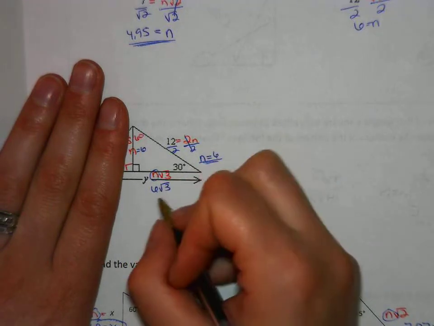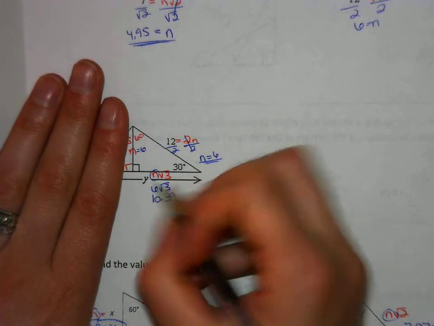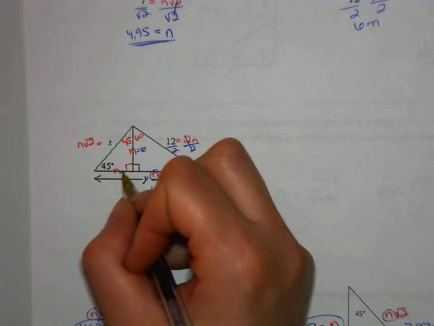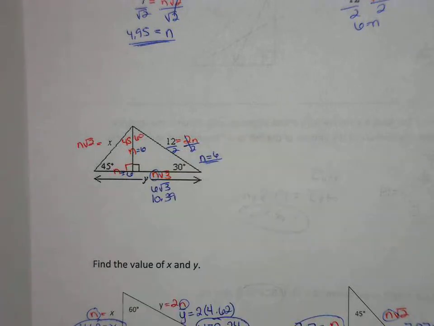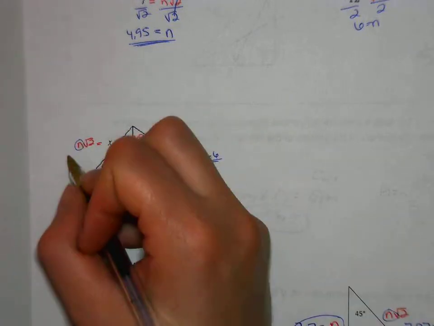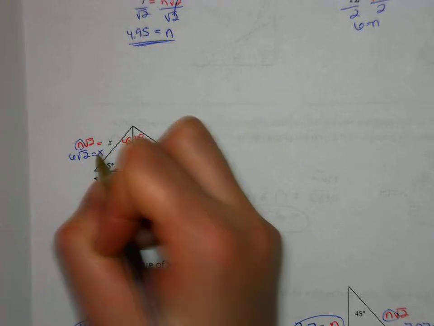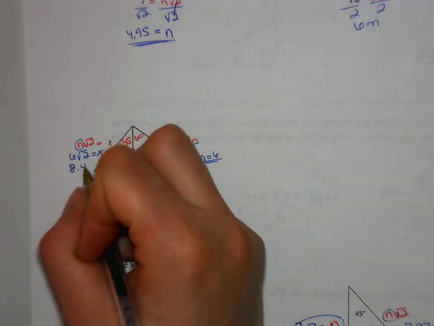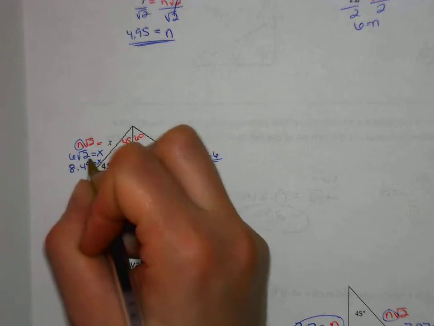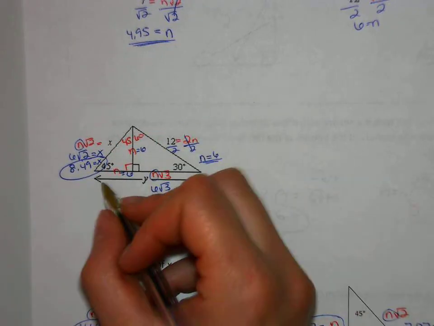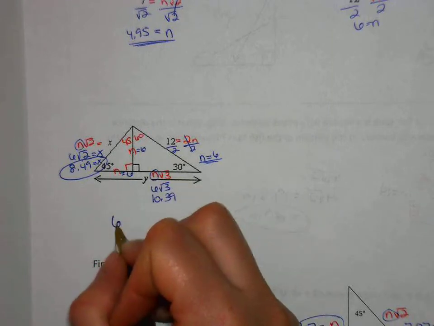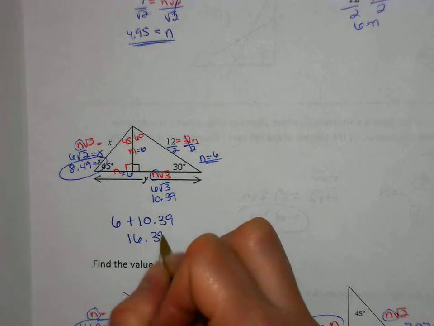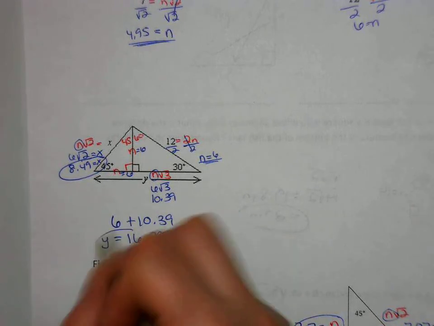And 6 square root of 3 equals 10.39. So we know that from here to here is 10.39. This side length is also 6, because that's our 45. And since n is 6, we have 6 square root of 2. 6 times the square root of 2 is 8.49. So that's what equals x. Y is this whole chunk. So we have a length of 6 and a length of 10.39. So y equals 16.39.